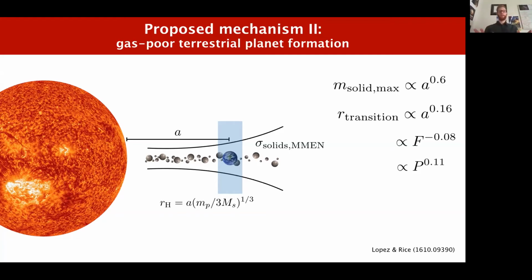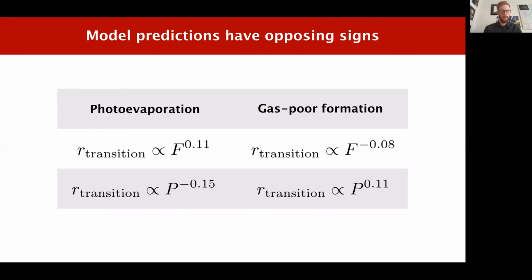Okay? So, again, we can see that this rocky to non-rocky transition is not a single value, right? It's dependent on the orbital period. But in the gas-poor formation, in this new scenario, the dependence of the radius valley, or the rocky to non-rocky transition, on orbital period is positive now, such that the transition radius actually increases with increasing orbital period. And that's exactly the opposite behavior that was predicted by photoevaporation, right?